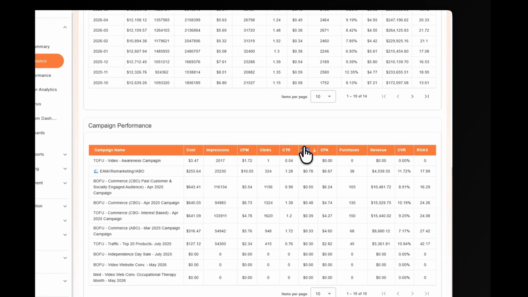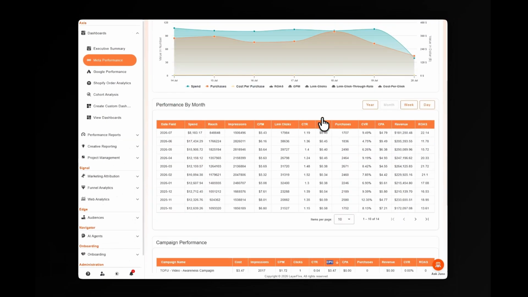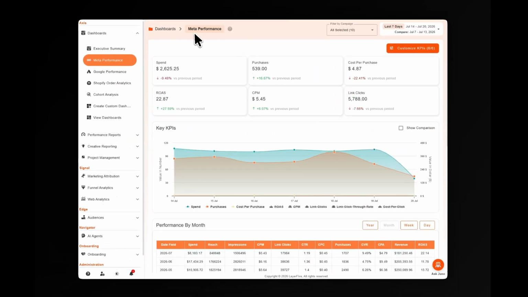That's the Meta Performance Dashboard. Come here to judge Meta spend on its own, then cross-check attribution on the Executive Summary.